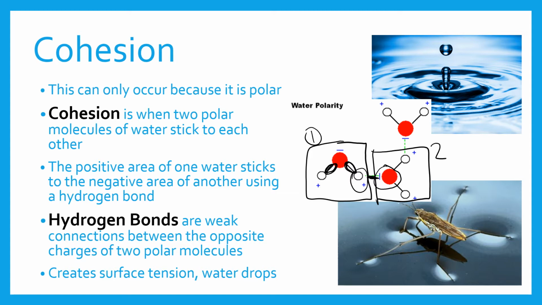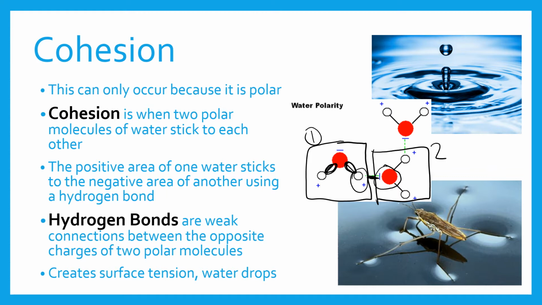So my positive and negative polar areas will attract other water molecules. So it's the water molecules sticking to other water molecules because of polarity. Now, that force that pulls them together is called a hydrogen bond. These are weak connections between the opposite charges of 2 polar molecules, particularly with hydrogen. So these also can happen with hydrogen being attracted to nitrogen and other things like that. But for our case, in this class, we are just going to care about how it happens in water.